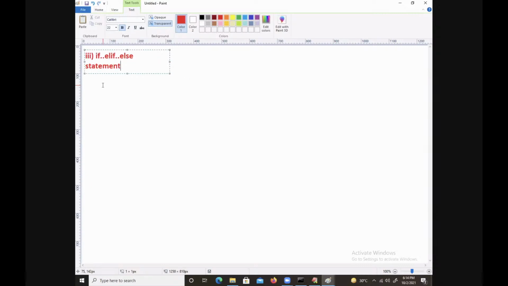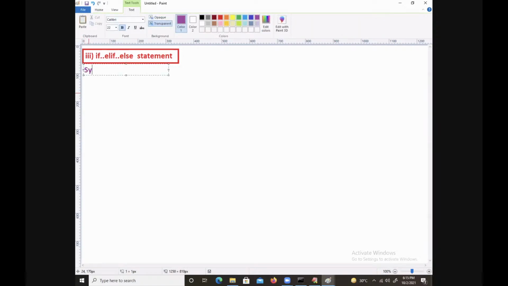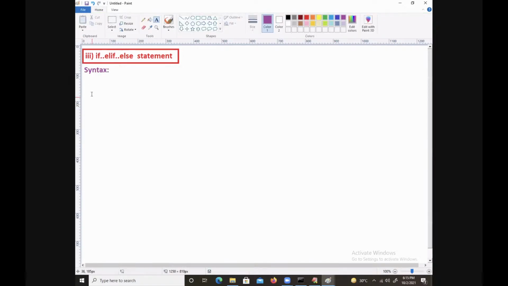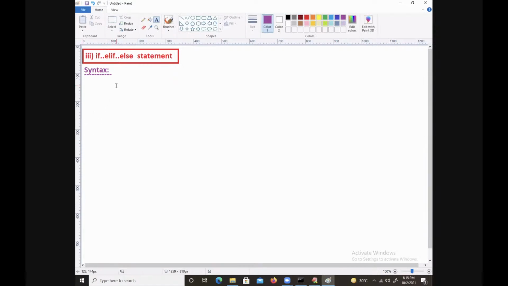Carefully listen and try to understand quickly, because we already understand the if statement and the if else statement. Now I am going to enter into the syntax. Just look at that syntax. It is so easy. I am going to write the syntax.